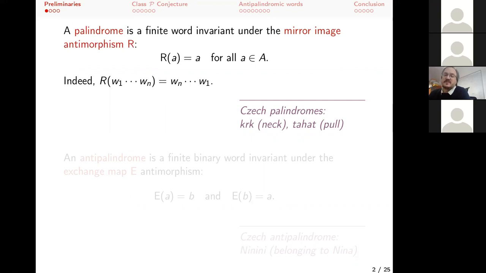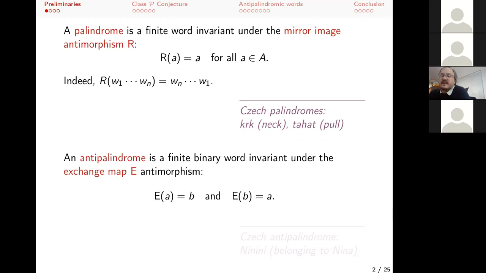Every language has its own palindromes. In Czech, we have, for example, krk, which is neck, or tahat, which means pull. And using a similar idea, an antipalindrome is a finite binary word invariant under the exchange map antimorphism. A palindrome can be defined on an alphabet of any size. Antipalindromes are defined only on a binary alphabet, and from this moment on, I will only be speaking about binary alphabets.